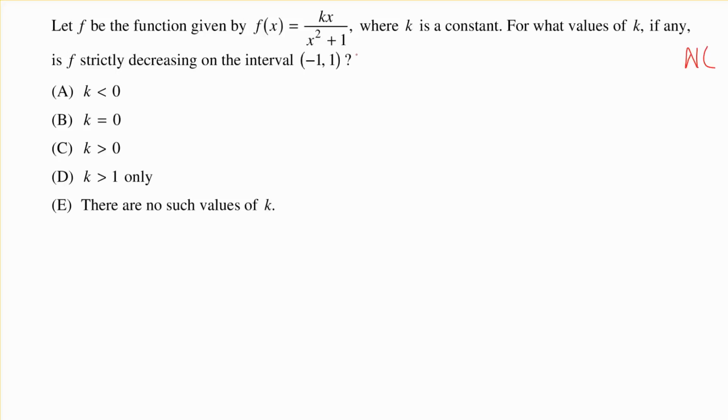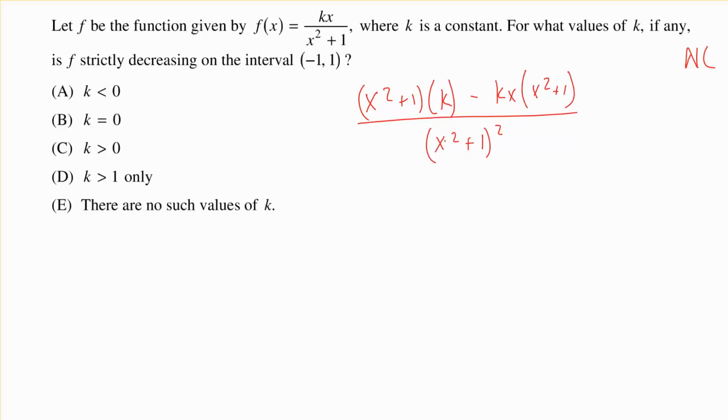What's the derivative? Well, the derivative is low d high, k is a constant, minus high d low over low squared. Now that low squared isn't really going to do anything for us because that's always positive and always defined. So we're just going to base our work on the top. When is (x squared plus 1) k minus kx times x squared plus 1 less than 0? Remember the interval from -1 to 1.